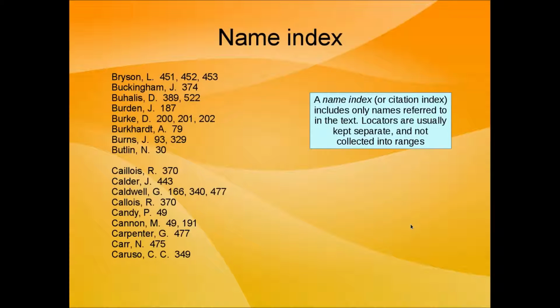A name index, sometimes called a citation index, includes only the names referred to in the text. It's normally done in academic circumstances where you're listing all of the researchers whose work you've cited in your own book. Locators in a name index are normally kept separate like this, so even when they occur on consecutive pages, they're each identified separately, they're not collected into a locator range.